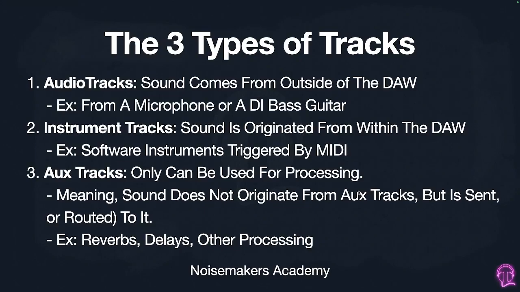Okay, and that second type of track is going to be an instrument track. Now, these are going to be dealing with MIDI a lot and using software instruments. Okay, so another way to think about that is the sound itself is actually originating from the DAW as opposed to outside of the DAW. Okay, and then aux tracks are going to be only used for processing. So think of like reverbs, delays, anything in that realm, but something has to be sent to it or routed to it. Okay. And again, we're going to keep reiterating these definitions as we continue with the practical side of this. It's very, very important to remember that.